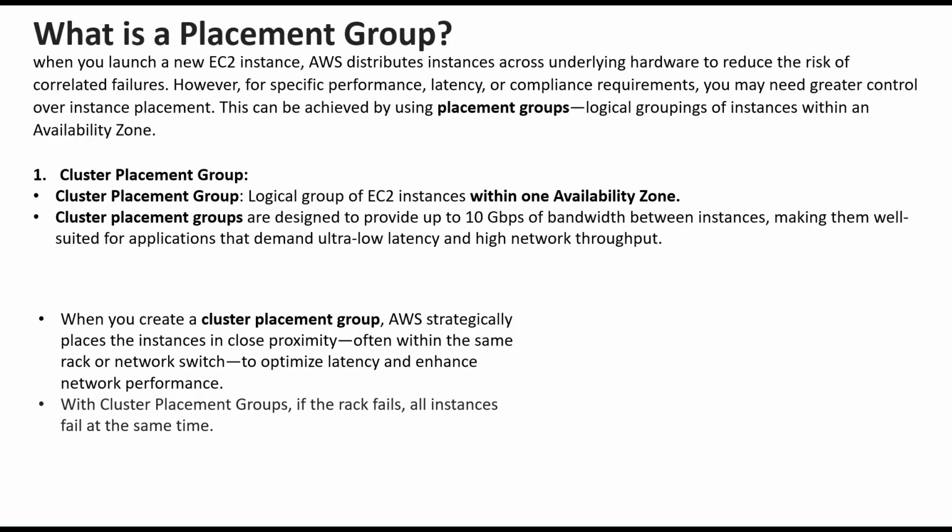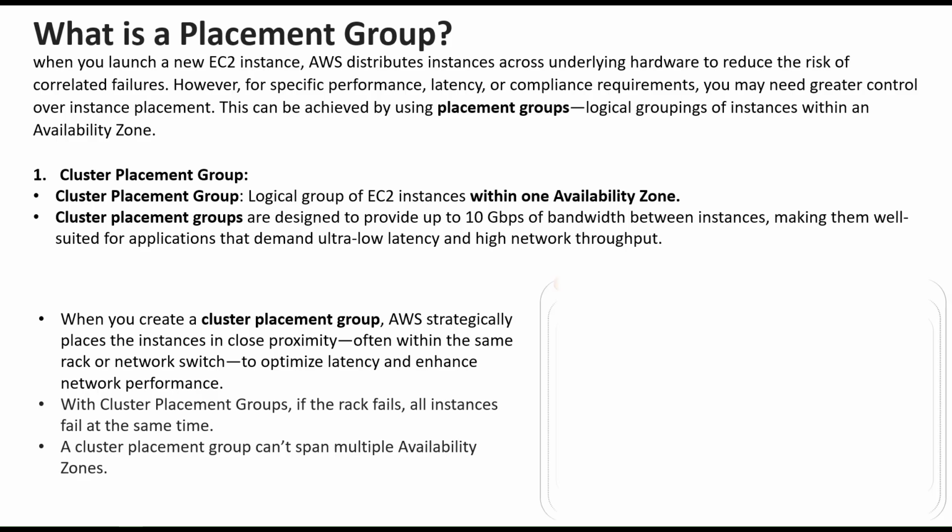With a cluster placement group, if the rack fails, all instances will fail at the same time. Right? All instances are in one house. What will happen at that time? Automatically, if the placement group goes down, all servers go down. So a cluster placement group can't span multiple availability zones. We already said that. The cluster placement group is the logical group of EC2 instances within one availability zone. So we can't span multiple availability zones.